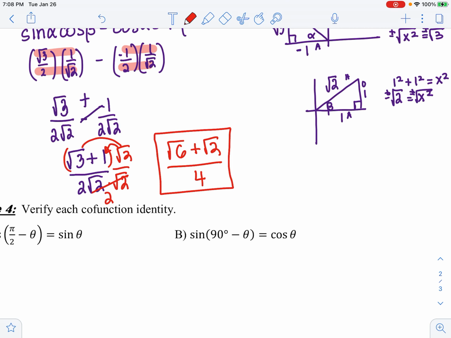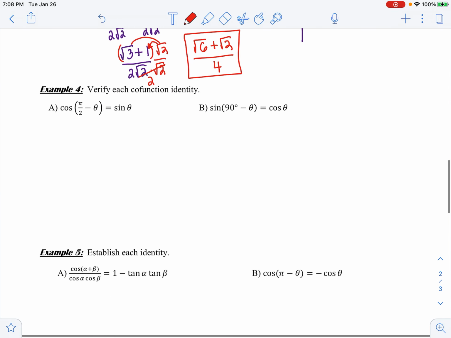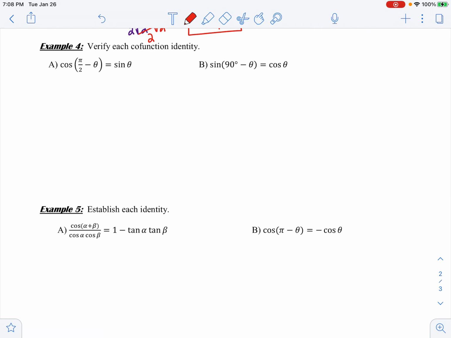Now I realize that answer should look pretty familiar. It looks like almost all of our answers from day 1 notes. And that's because we know the angle that has a tangent of 1 and a cosine of negative 1/2. Okay?